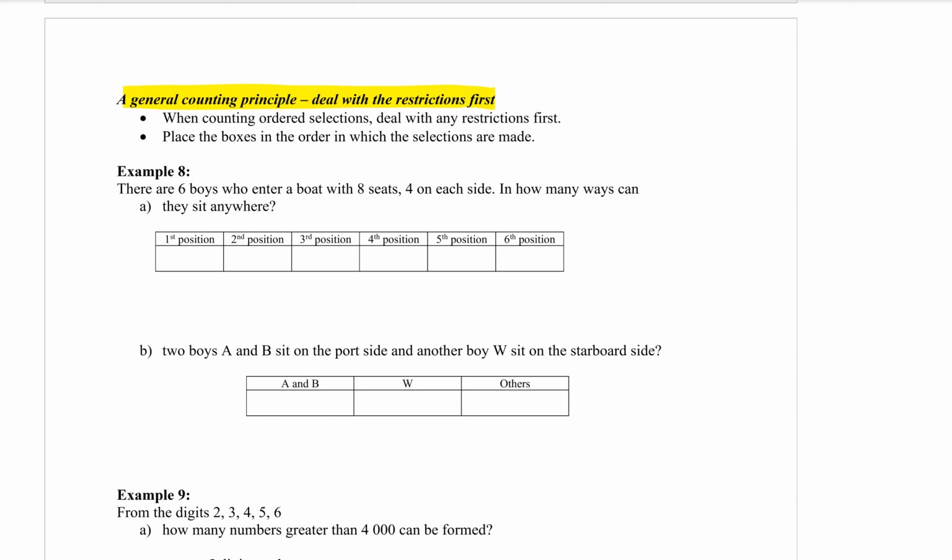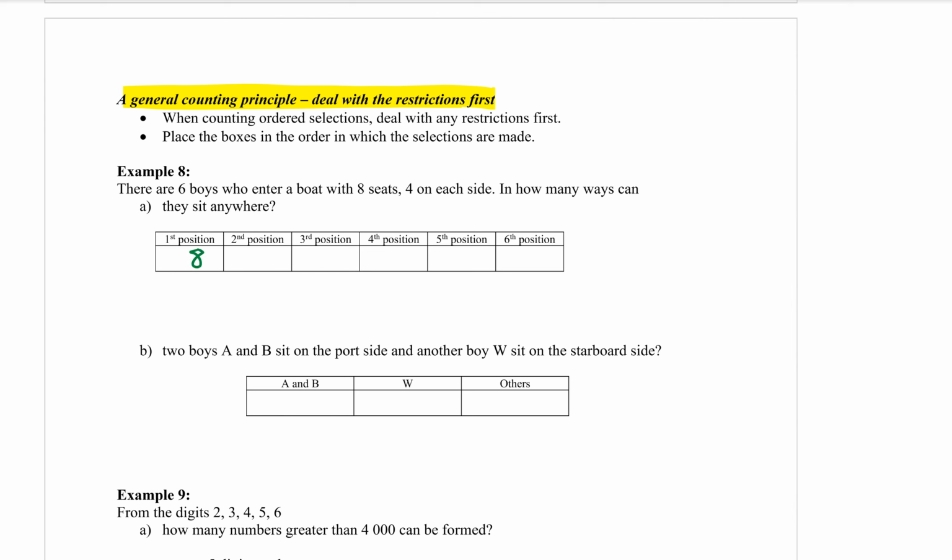There are 6 boys who enter a boat with 8 seats, 4 on each side, okay? In how many ways can they sit anywhere? All right, so you're picturing some kind of boat. You've got 4 seats on this side and 4 seats on that side. You could even number them if you wanted to. The first person walks onto the boat. How many choices do they have of where they're going to sit? 8. We don't really care about the left and right at this stage. It says any random order.